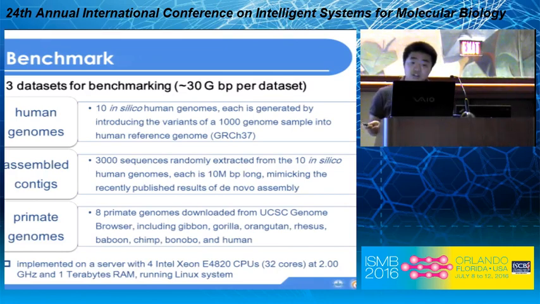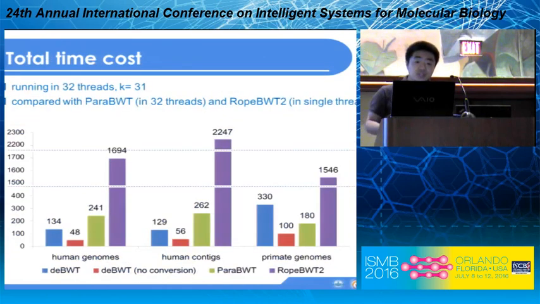Because currently many sequencing reads are still assembled into contigs but not genomes. And the last dataset consists of 8 primary genomes from UCSC genome. And all the benchmarking was implemented on a server with 32 CPU cores and 1 terabyte RAM. The construction time of deBWT is shown in the figure. And we also compare the deBWT with ParaBWT and the RoBWT2.